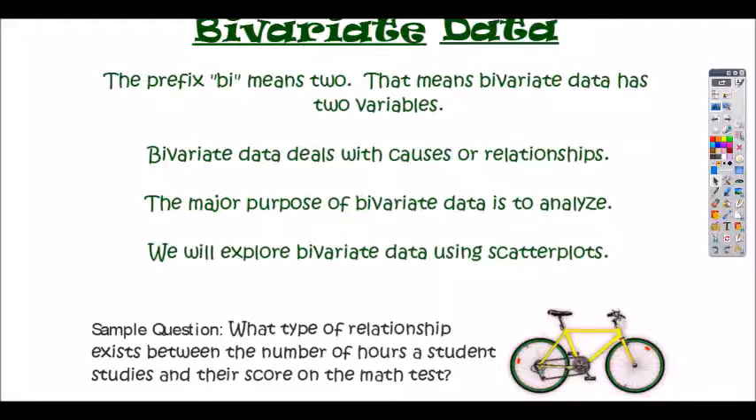A sample question might be, what type of relationship exists between the number of hours a student studies and their score on the math test? Hours would be our x, and the score on their math test would be their y, because the number of hours tells us what they might score on their math test.